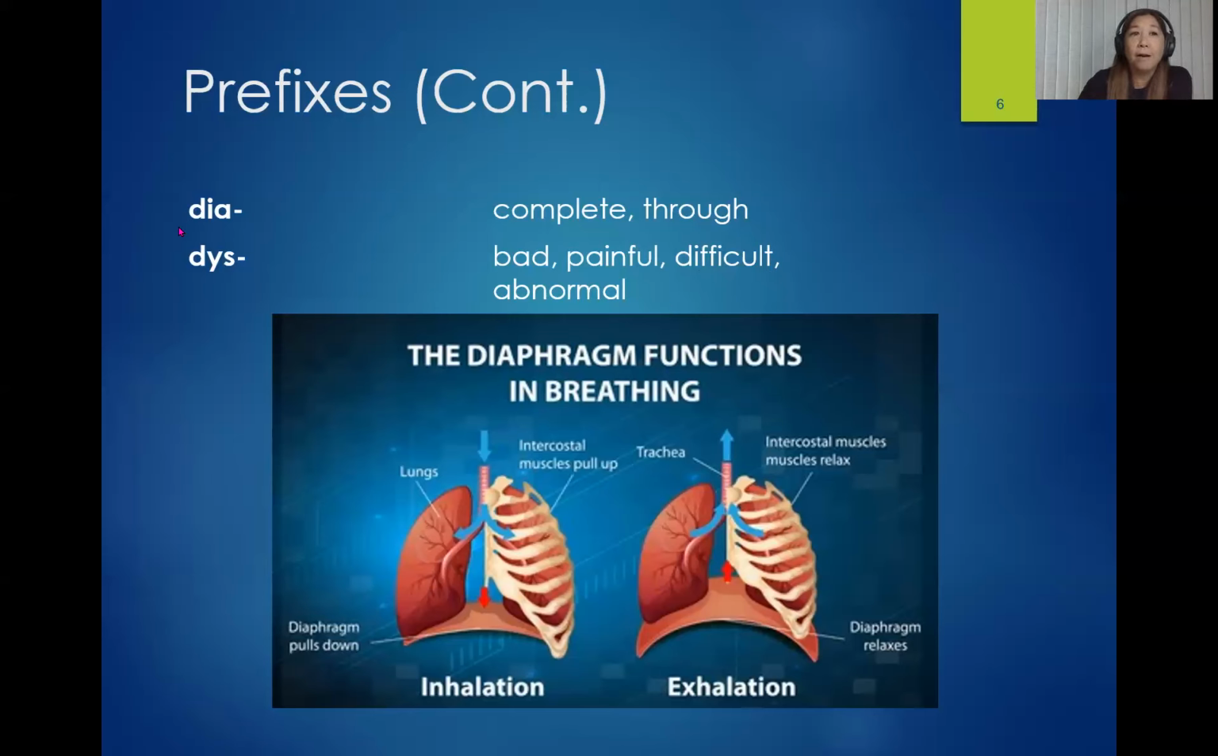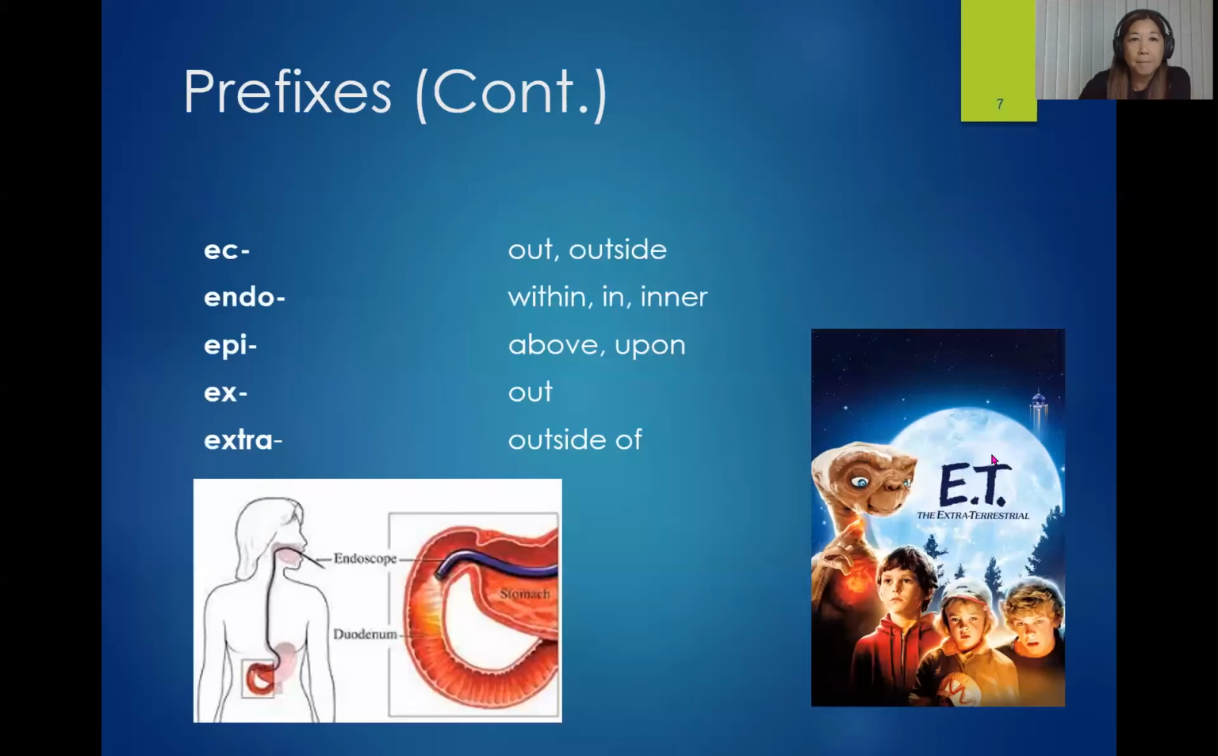Dystrophy, right, which is abnormal growth. So this is another very common prefix. Ek means out or outside. So think of an ectopic pregnancy, right, is a pregnancy that occurs outside of the womb. Instead of being in the womb, it occurs in the fallopian tube.